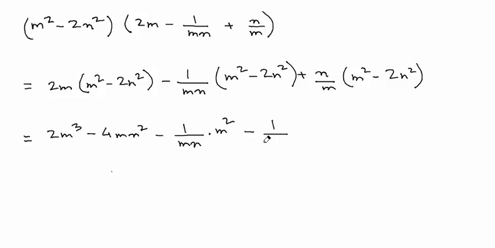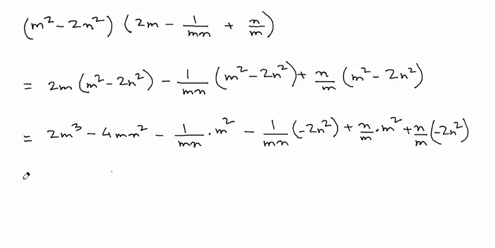Minus 1 over mn times negative 2n square, plus n over m times m square, plus n over m times negative 2n square. Let's simplify.